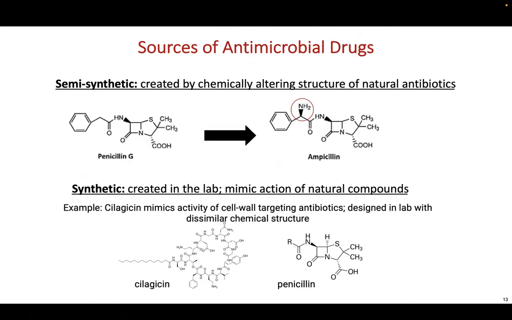We have the semi-synthetic ones, which are created by chemically altering the structure of natural antibiotics. One example is turning natural penicillin G into ampicillin, basically by altering this peptide here. And then the next category is synthetic. Basically, you create it in the lab, mimicking the natural action of natural compounds that we know. An example of it is sulfonamide, which mimics the natural activities of penicillin.